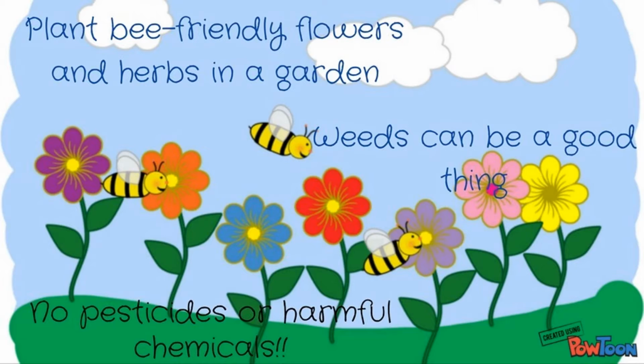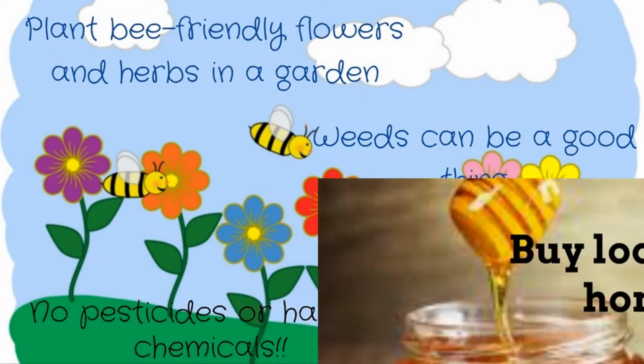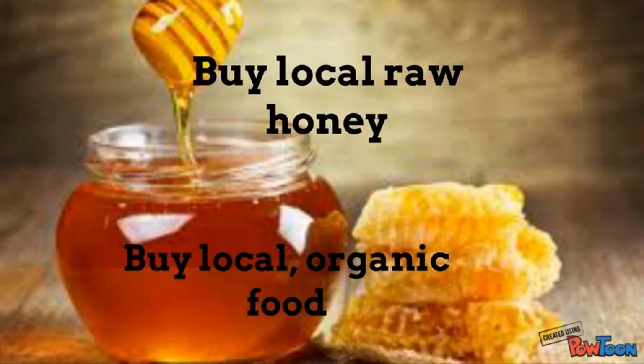But just remember, as discussed before, pesticides are one of the reasons that our bee populations are declining. So try not to use that when you're treating your garden. Buy local raw honey and buy local organic food. When you buy local raw honey, it helps to let the beekeepers know how to keep their bees.